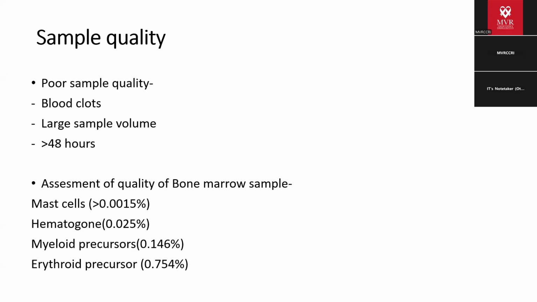One of the advantages of flow MRD is that we can assess the bone marrow sample quality, unlike in sequencing or other methods. How do we assess the bone marrow sample quality? In flow, we can tell whether the sample I have received is hemodiluted or representative of the marrow, because we look at the cells which are marrow representative, like mast cells, hematogones, and myeloid precursors. These cells are not normally found in peripheral blood. So when we see these cells in adequate number, we can say that yes, this marrow is representative and not hemodiluted.